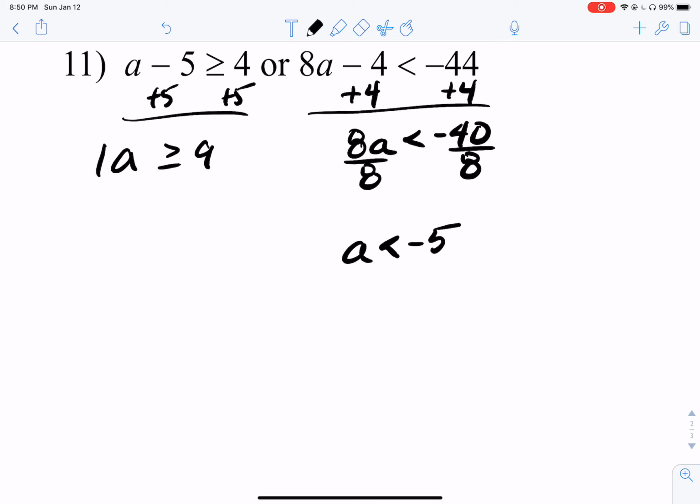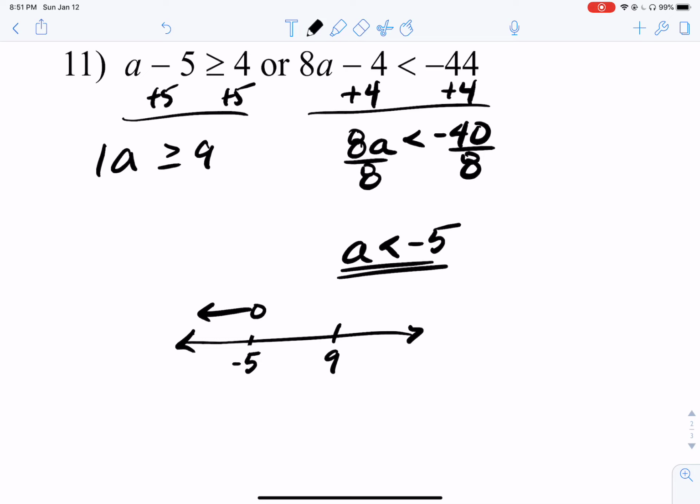So on the number line, regardless of which one you did first, you're not going to put 9, then negative 5. That doesn't make any sense on the number line, okay? So you have to write the number line correctly. So negative 5 goes first, 9 goes second. That's an or, so these should be pointing in opposite directions. On the negative 5, we would have an open circle going to the left because we're looking for all the numbers less than. And on the 9, we would use a closed circle pointing to the right because we want all the numbers greater than.